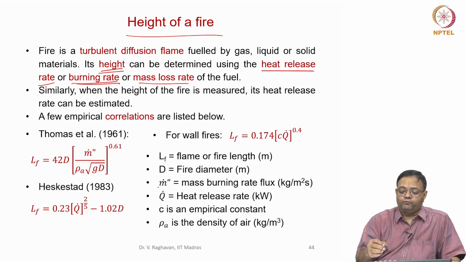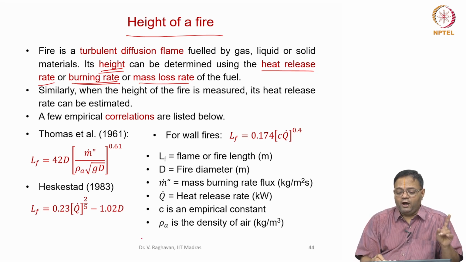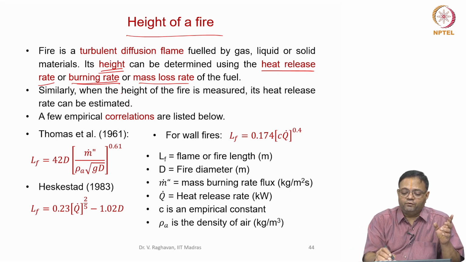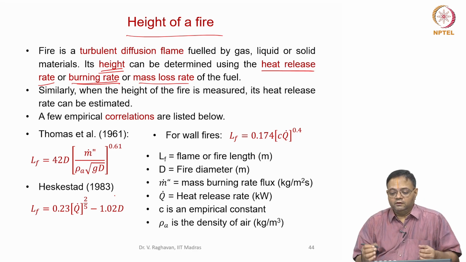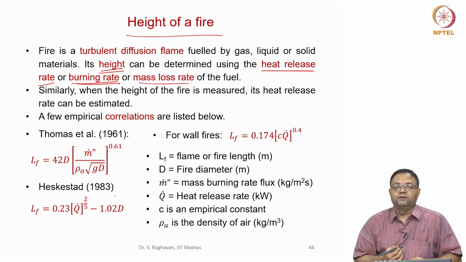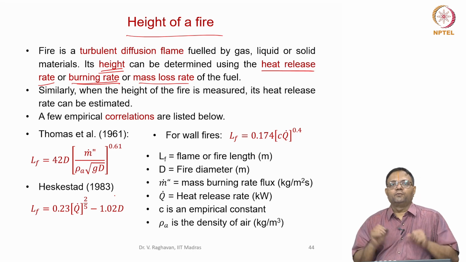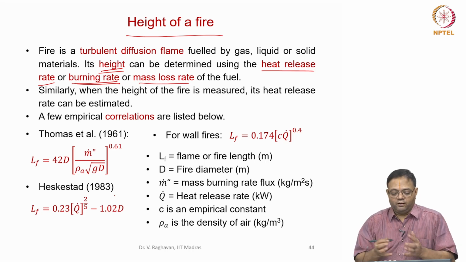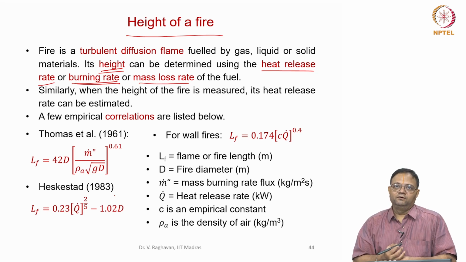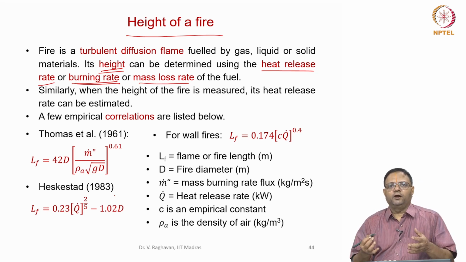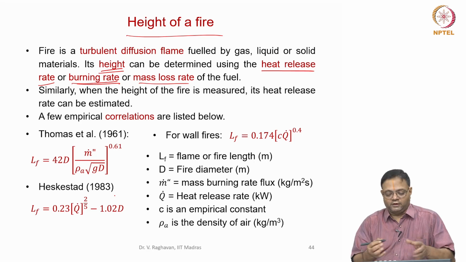Now, the advantage of doing this is, when you have the correlation between heat release rate and the flame height, when you see the flame height, it is possible to get back the heat release rate, at least approximately. There is a coupling between the heat release rate and the flame height, because the higher the mass loss rate, the higher the burning rate, the higher will be the flame height, and the higher will be the heat release rate also. So that is the concept.